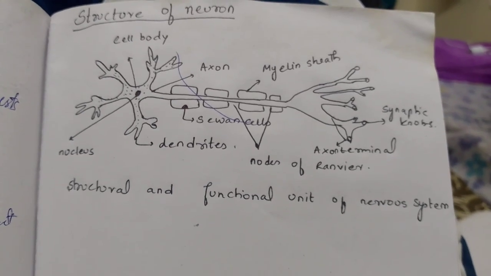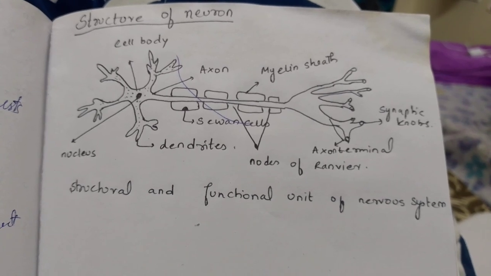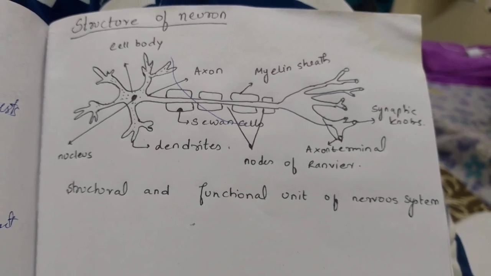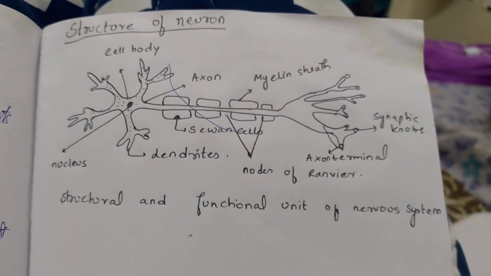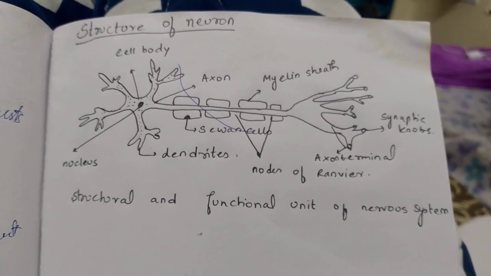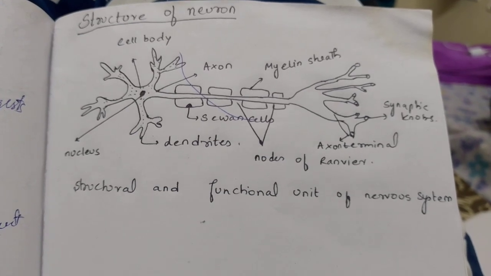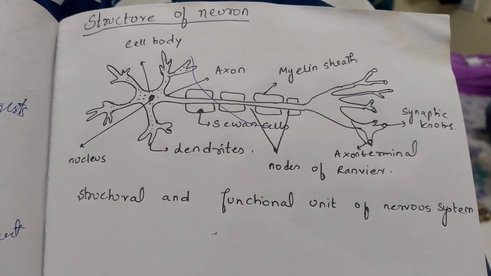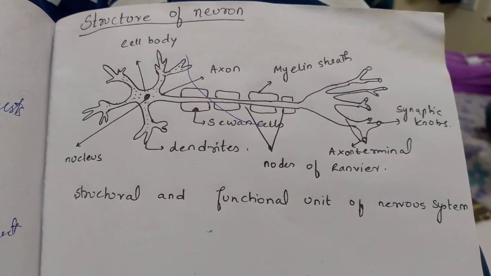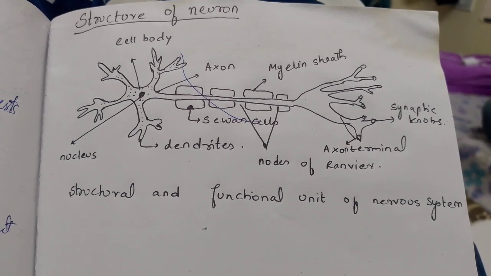We will first discuss the endoneurium. The tissue that surrounds each individual axon is called the endoneurium, and the second one is the perineurium, a tissue that bundles individual axons into fascicles. A fascicle is nothing but a bundle of fibers. And the third one is the epineurium, the outermost layer of the nerve.